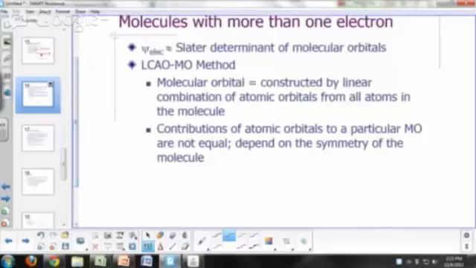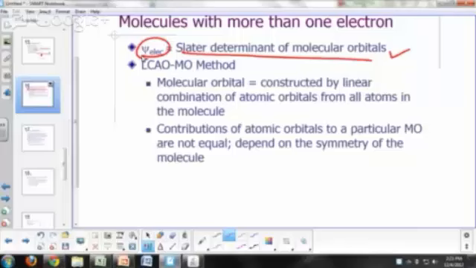Generally, just like in atoms, when you have a one electron atom, our wave function is a function of one electron, right? In a molecule with one electron, your wave function is a molecular orbital, a function of the coordinates of one electron. If you have more than one electron, then you have to have a function of more than one electron. And again, the issue of indistinguishability of electrons and Pauli's exclusion principle has to be taken into account. And so you can express your wave function as a Slater determinant of molecular orbitals. Instead of a Slater determinant of atomic orbitals, you use molecular orbitals.